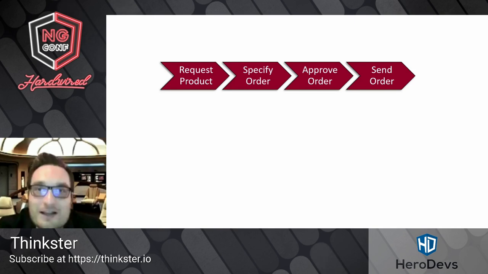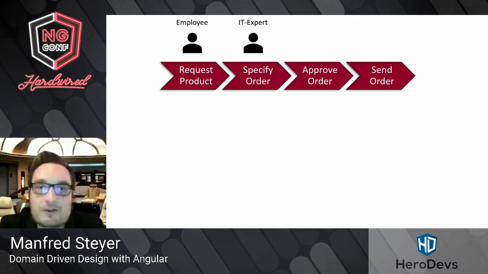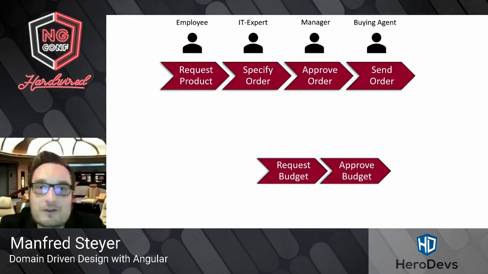If you look at this ordering process here, you will see that first of all, an employee is requesting a product. And then the IT expert is specifying this order. They are saying you get this strong laptop because you are a power user. The manager is saying you get it or you don't get it. And then the buying agent makes sure that your order is sent out to the cheapest or to the best vendor.